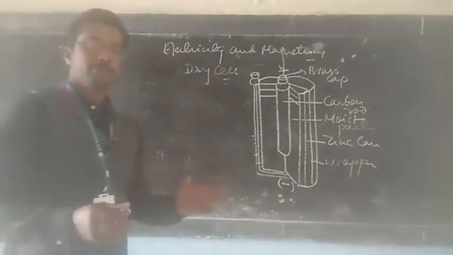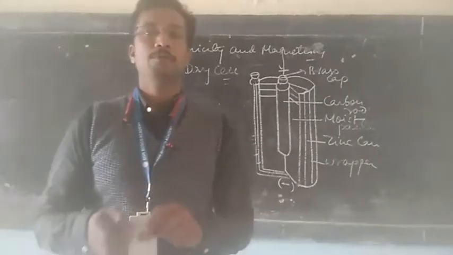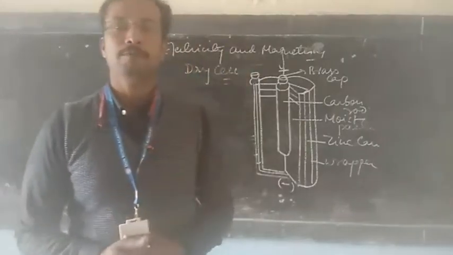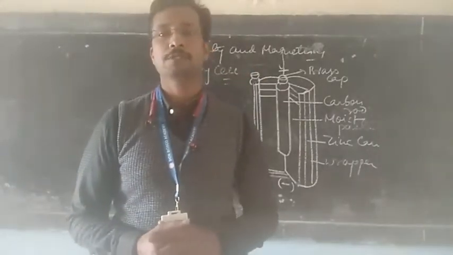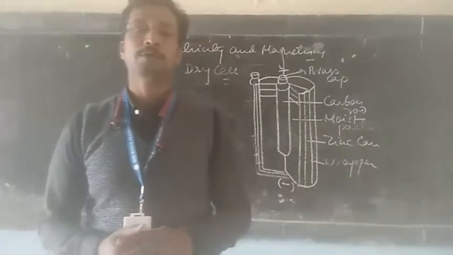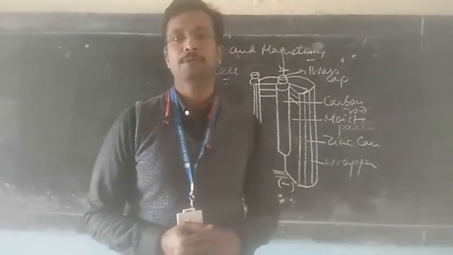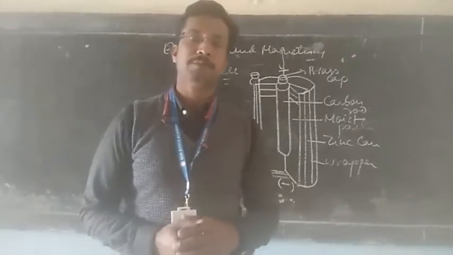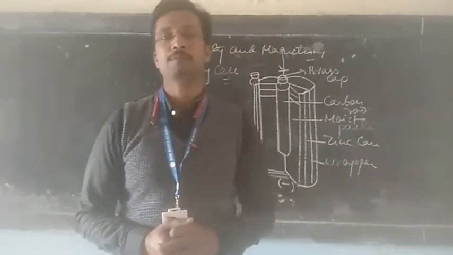So the very first thing that will be visible when you break the dry cell will be the long black rod, which is called the carbon rod. And at the top of the carbon rod it is fixed with a cap made of brass. And this brass cap acts as the positive terminal of the battery.